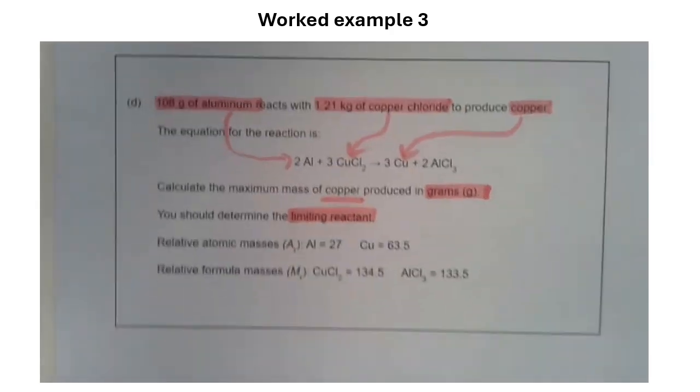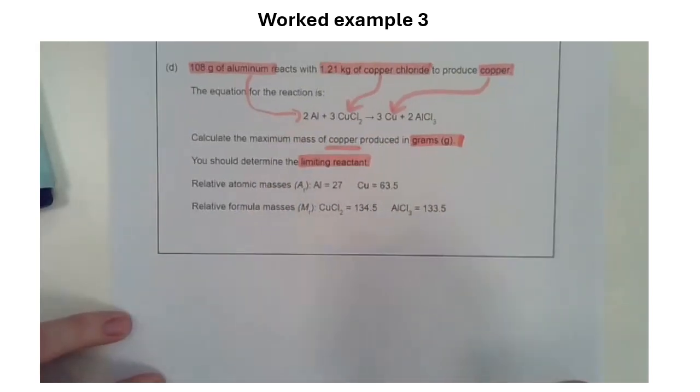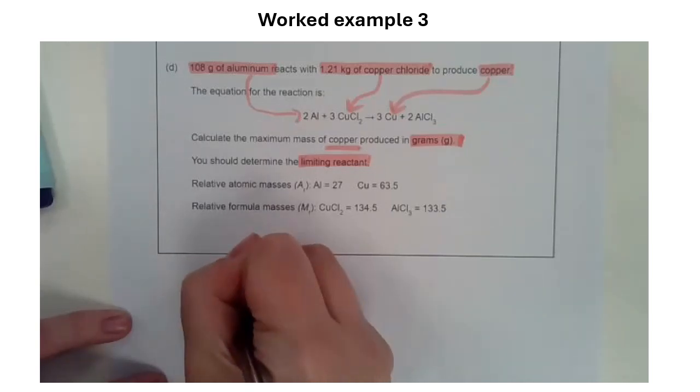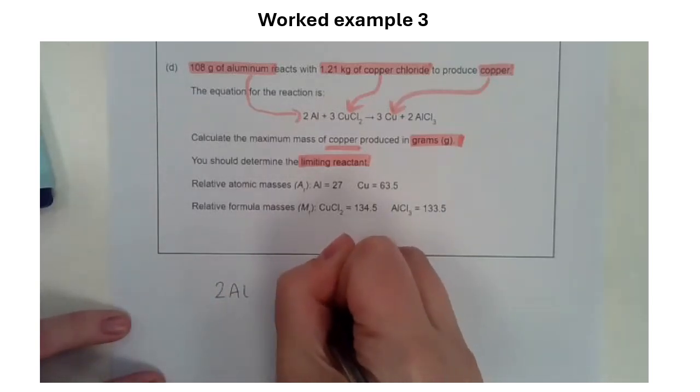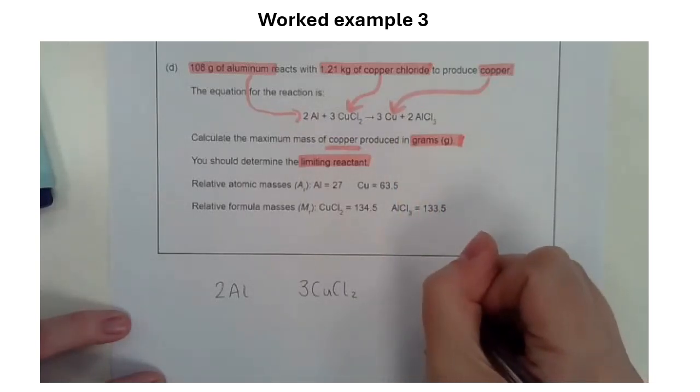So we're going to start the same way as always. I am going to start my columns with the substances that are involved. So I have aluminium 2Al, copper chloride 3CuCl2, and copper, which is 3Cu.